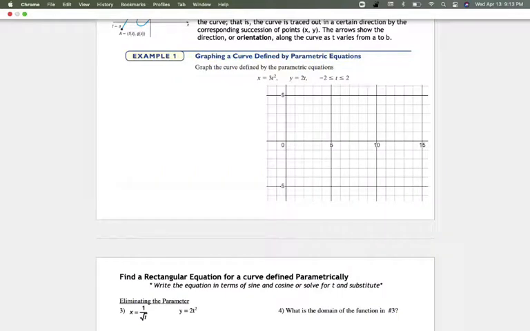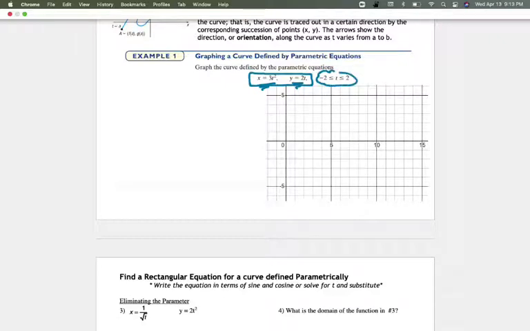All right, let's do some actual examples. We're first going to do this by hand, and then I'm going to show you how to do this on your calculator. By hand, we've been given this set of parametric equations: x is equal to 3t squared, so t is our parameter, and y is equal to 2t. Now we can see what it does horizontally and what it does vertically.